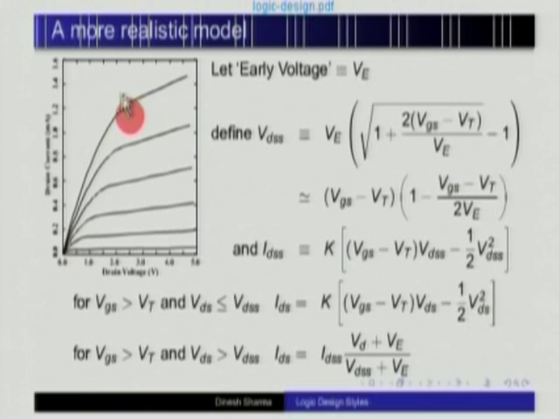When the channel is short, then actually the current does not quite become saturated, and then it increases sort of linearly in this region, and this is like the early voltage for a bipolar transistor. So, the corresponding effect because of channel shortening is there for the MOSFET also. And there are equations corresponding to that. They are written here in your notes, but we shall not be using these more complicated equations most of the time.